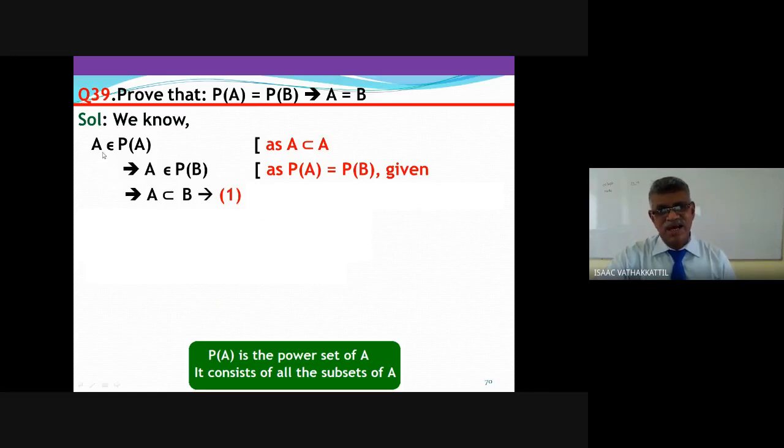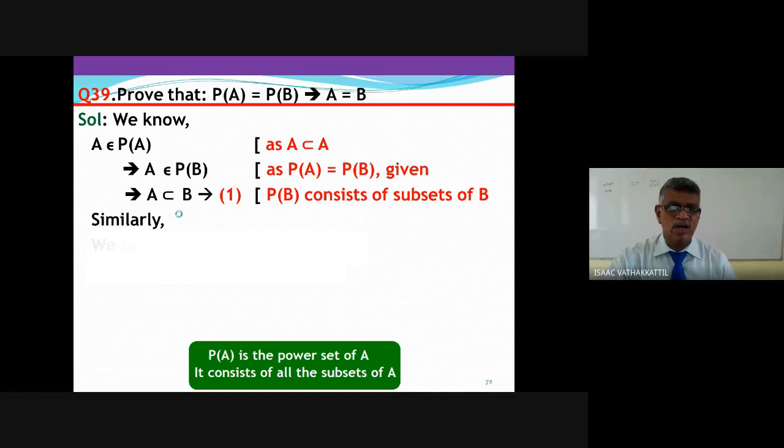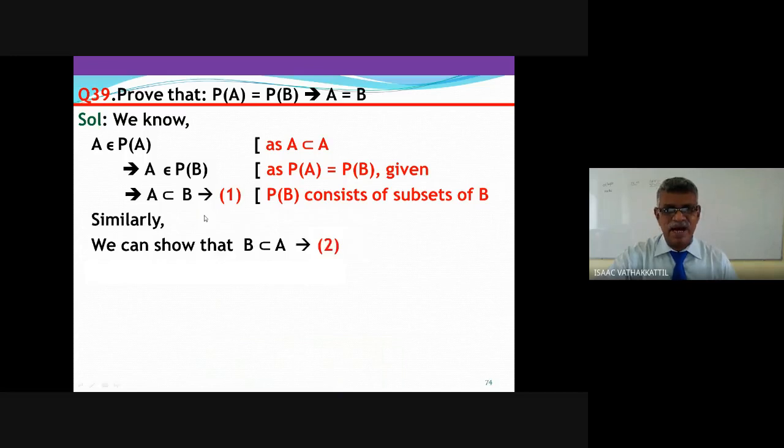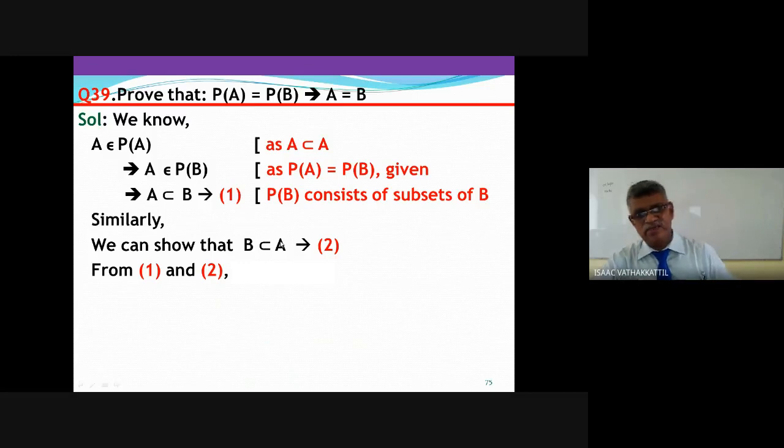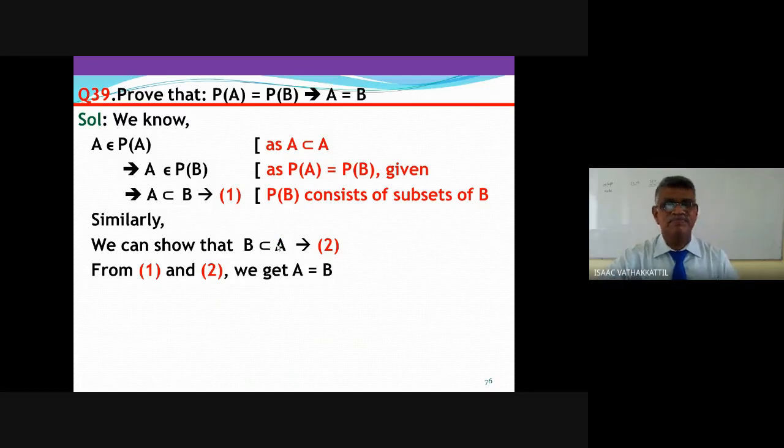Are you getting the steps? We know A is a member of PA because A is very much a subset of A. But A member of PA will imply A member of PB because PA equal to PB. And A member of PB implies A is a subset of B. Now similarly we can show B subset A. So A subset B and B subset A implies A is equal to B. That is an easy way to show two sets are equal: A is a subset of B and B is a subset of A. This combinedly implies A is equal to B.